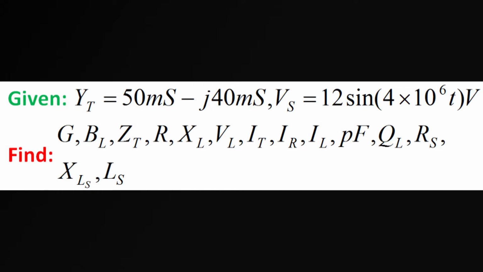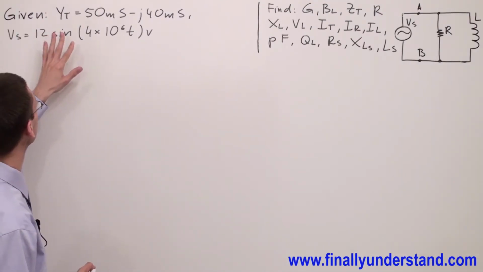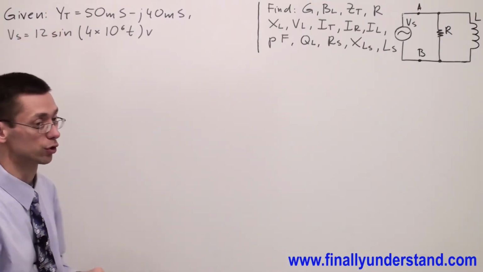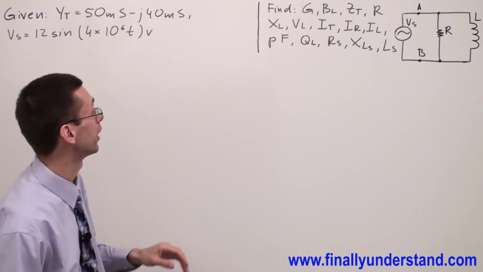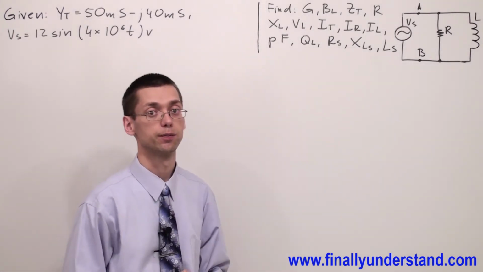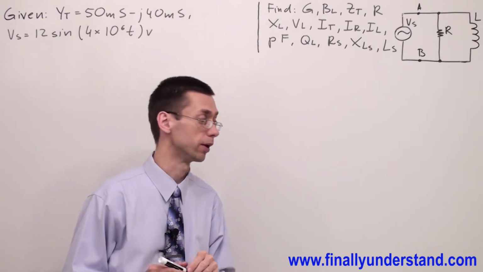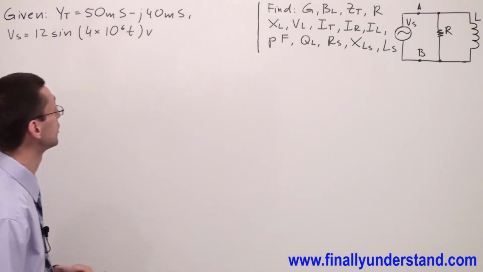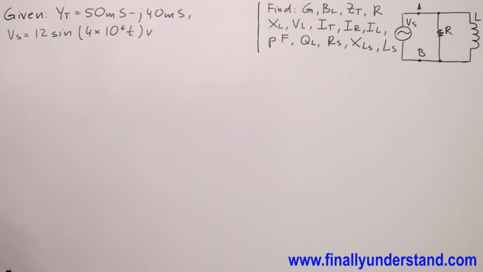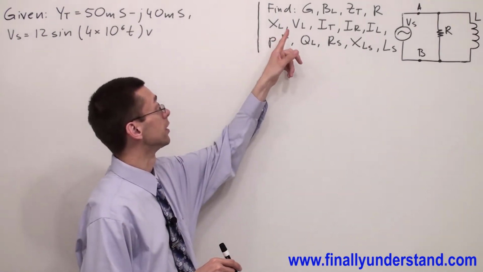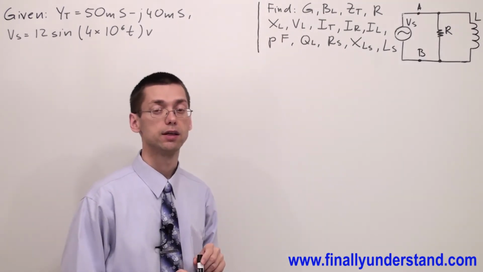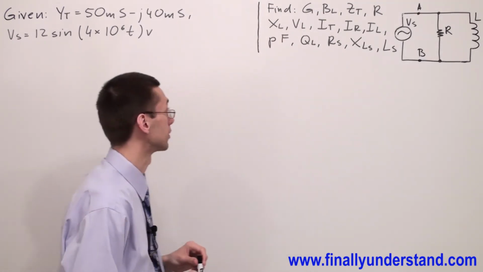Let's take a look at this very interesting example. Please notice that we have given just total admittance and voltage source. We're supposed to find the following quantities. The problem at the very first moment can look very complex, but I will show you that this is actually a very simple one. So, first we have to find the conductance and inductive susceptance.